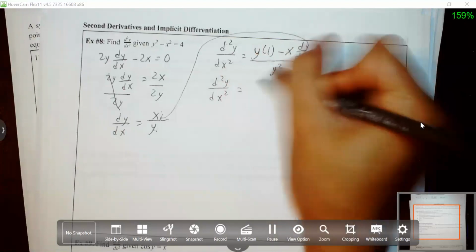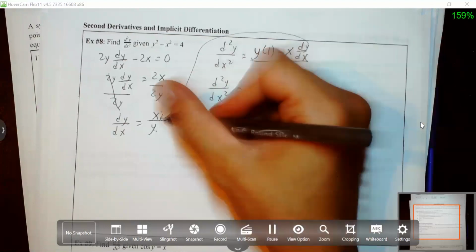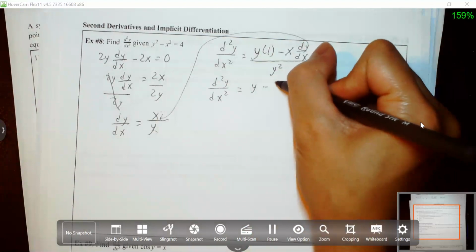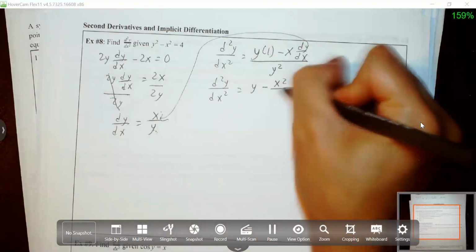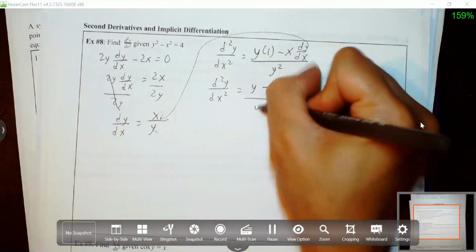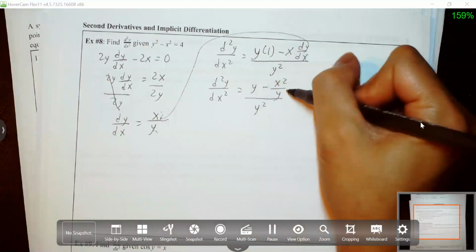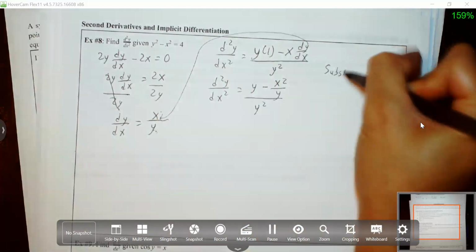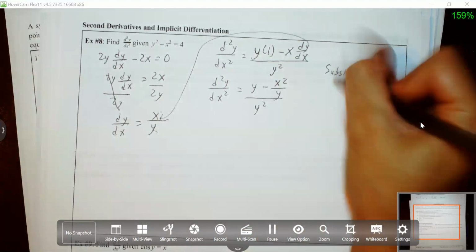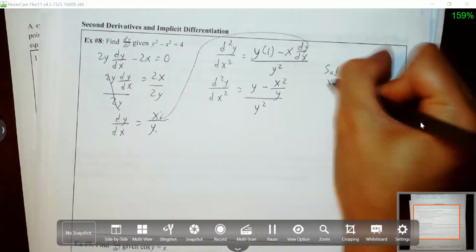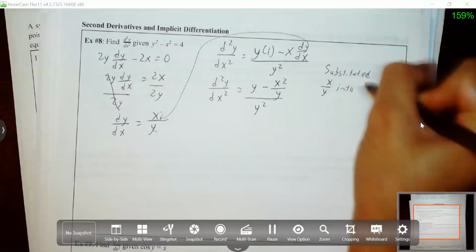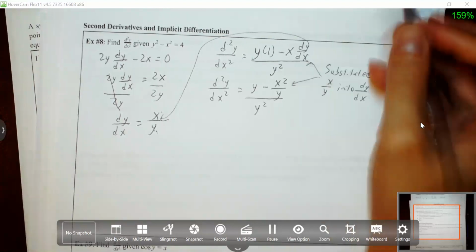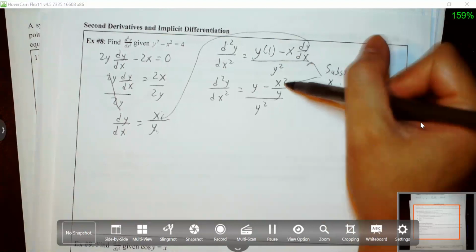So this is equal to y minus x times x over y, which is just going to be x squared over y squared. So what did I do here? What I did is I substituted x over y into dy over dx. Okay, x times x over y is x squared over y.